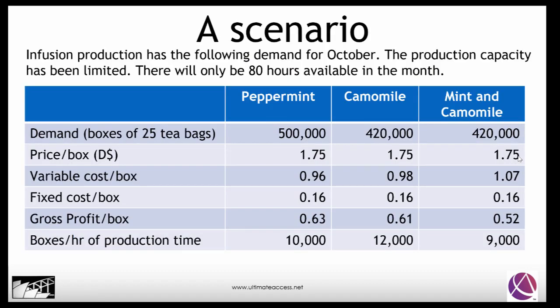So taking a scenario here, I've assumed that infusion production has the following demand for October. We can see here a demand of 500,000 peppermint boxes, 420,000 chamomile boxes and 420,000 mint and chamomile boxes. And the production capacity has been limited, and there's only going to be 80 hours available in the month. We've got a breakdown of the price per box, so we can see they're all charged at $1.75. Then we've got differences in terms of the variable costs, fixed costs, gross profit obviously worked out from there, and the number of boxes per hour of production time.